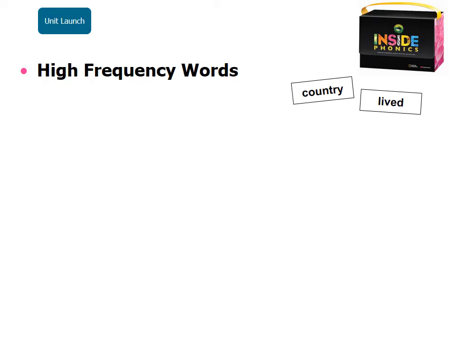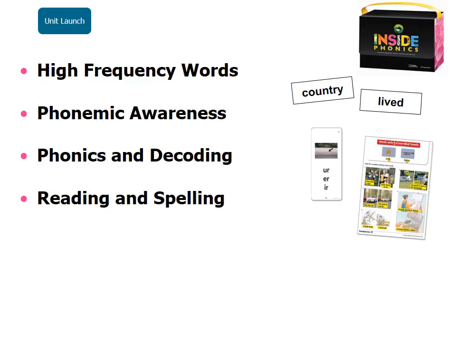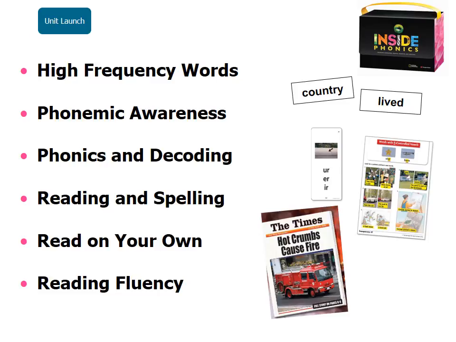The next strand of instruction is language and literacy. In this section, students learn high-frequency words, receive explicit instruction in phonemic awareness, phonics and decoding, and reading and spelling using tools from the Inside Phonics Kit, and read on their own and build reading fluency using their student books and the fluency models using the CDs in the front of your teacher's edition. And here you see the progression from unit launch to language development, and finally to language and literacy.